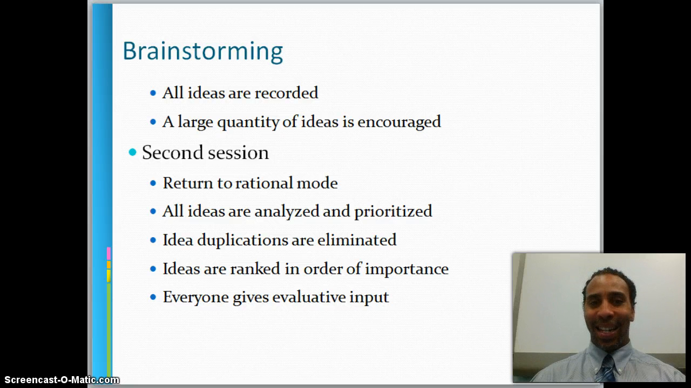Now, in the second session, this is where we get down to the nitty-gritty. Return to a rational mode. All ideas are analyzed and prioritized. So you analyze my idea, it's stupid, cross it off. Prioritize the ideas. This is the most important. This is number one. This is number two. This is number three. Idea duplications are eliminated, right? These two are kind of closely aligned. Let's just make it one. Ideas are ranked in order of importance, right? Just like prioritizing them. And everyone gives evaluative input.